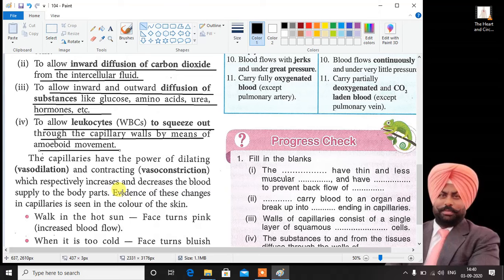These capillaries have the property of some extension, dilation and contraction. The dilation of the capillaries is called vasodilation, while the contraction of capillaries is called vasoconstriction. You can see this phenomenon whenever a person walks in the hot sun, the face of that person turns pink. The reason is that all the capillaries present in the face dilate and the blood flows to a large extent, hence the face appears pink.